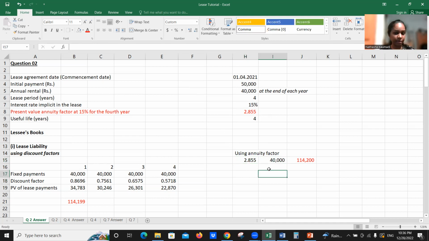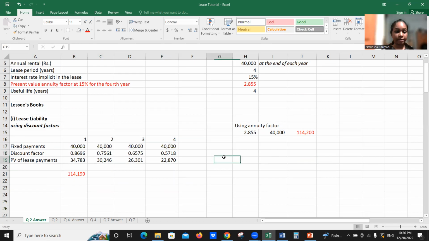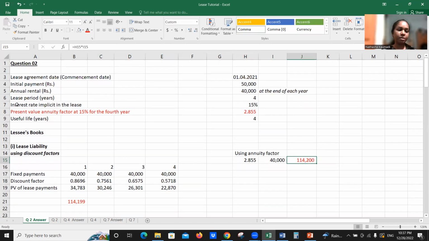The only thing is that this value 40,000 must be the same, the same up to 4 years. If the same value is continued for the whole period, then only you can use the annuity factor. Remember that. Okay, so I will be taking this 114,200 because in the question the annuity factor is given.